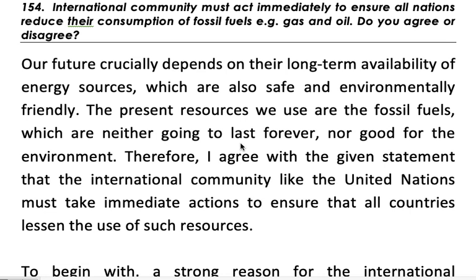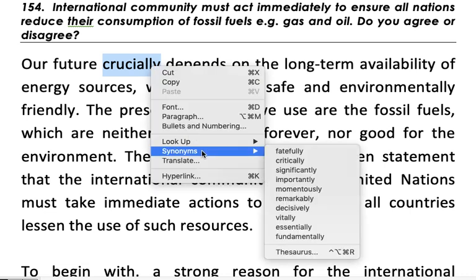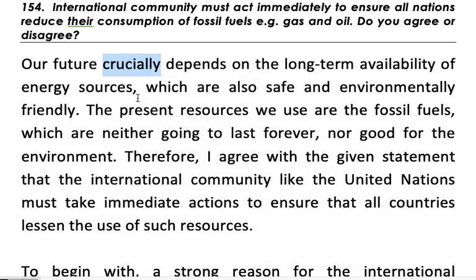Okay, so here is my essay. Our future crucially depends on the long-term availability of energy sources, which are also safe and environmentally friendly. Crucially means very vitally, very seriously. It depends on, importantly. It means critically, significantly, importantly, essentially. So you can use any word. Our future crucially depends on the long-term availability of energy sources, which are also safe and environmentally friendly.